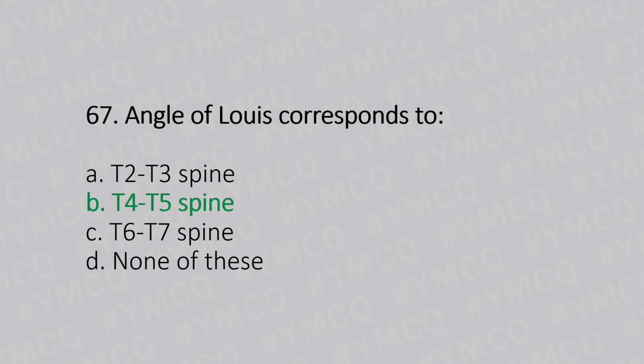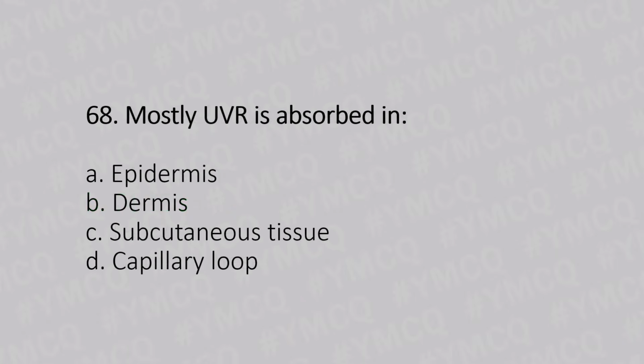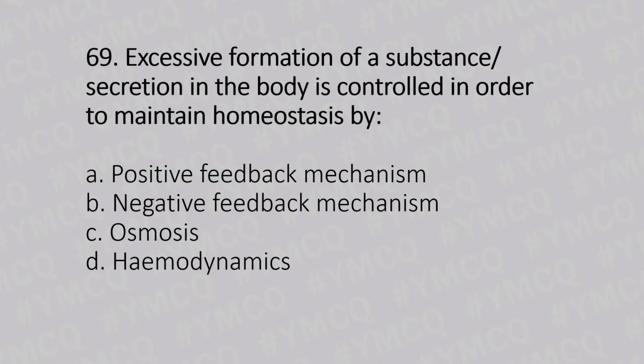Moving to our 68th question, mostly UVR is absorbed in option A, epidermis, option B, dermis, option C, subcutaneous tissue, option D, capillary loop, and the answer is option A, epidermis.